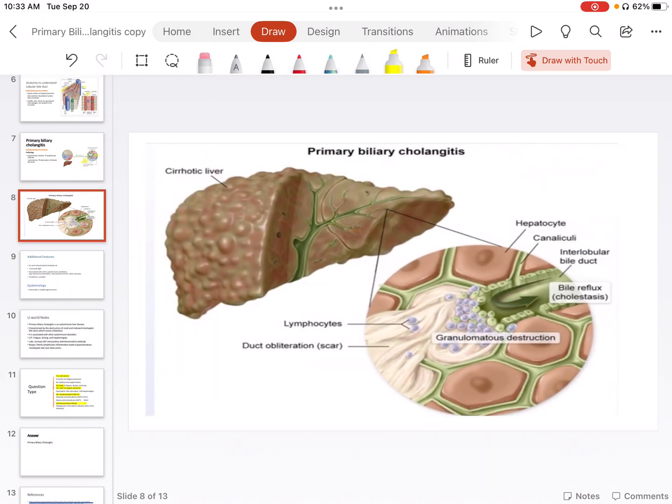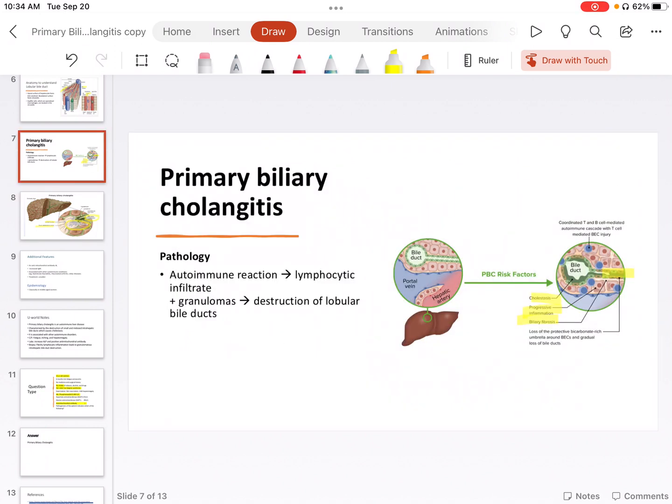Here is a better picture to see it. This is primary biliary cholangitis. It is showing the lymphocyte infiltration, which is leading to duct obliteration and scarring of the liver. You can see there is granulomatous destruction. Due to that destruction and blockage, there is bile reflux or cholestasis. So this is what's going on in primary biliary cholangitis.